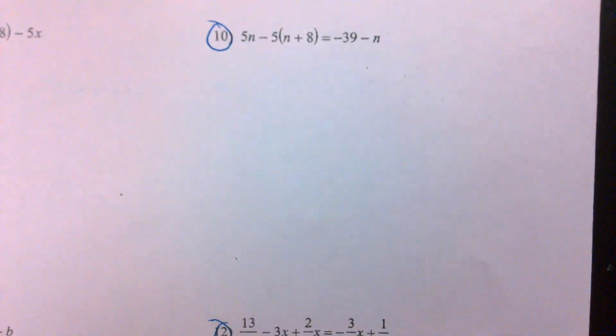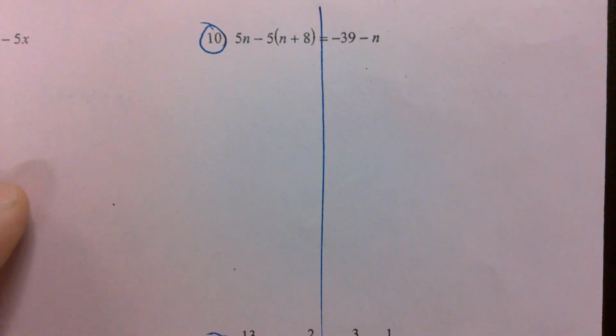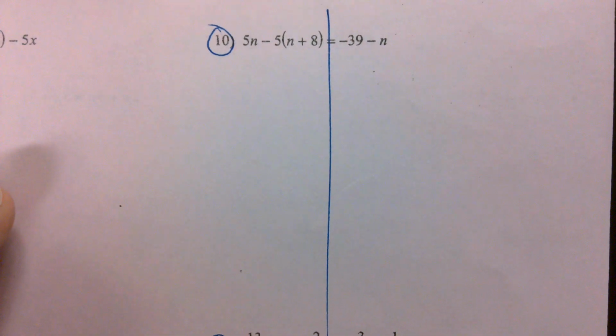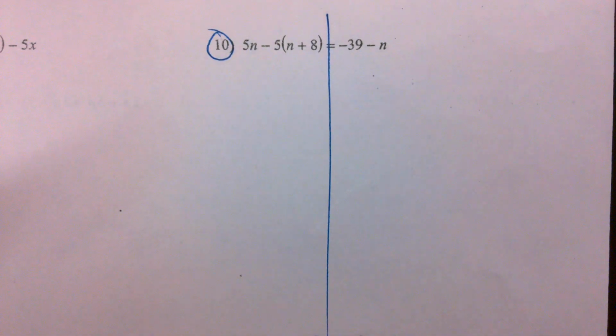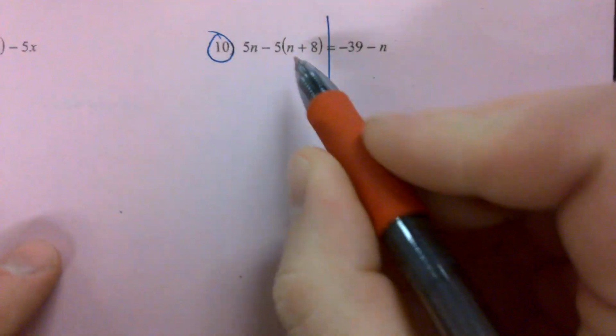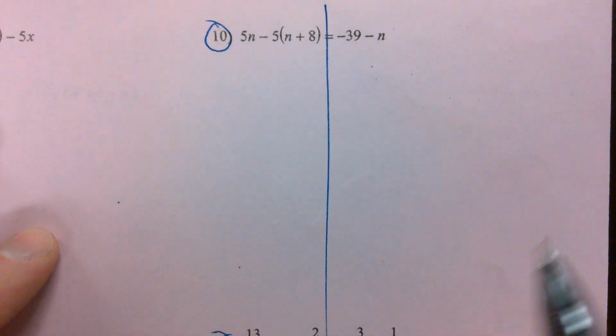Over to number 10 on the back. Number 10. Again, there we go. We can see it now. Again, the first thing we need to do, this is another good one, is what? What's the first thing we need to do? Distribute. You see those parentheses? That is the first thing we do every single time.